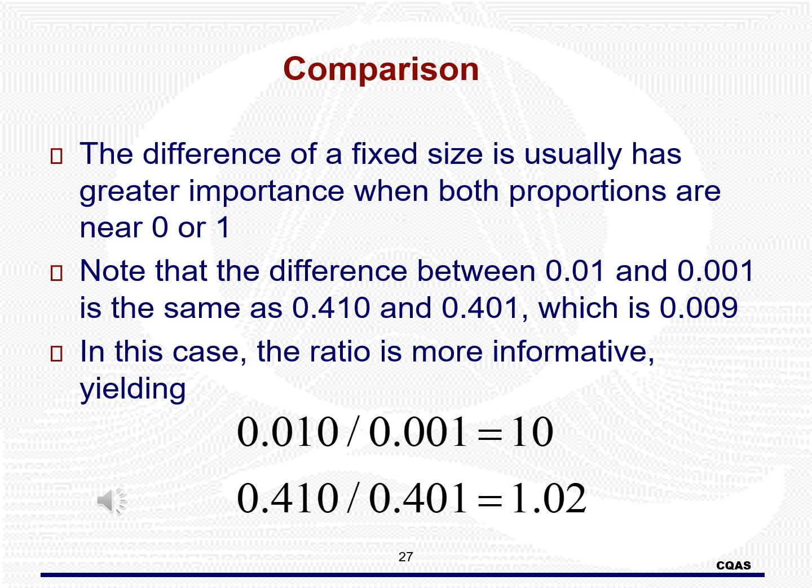The difference between 0.01 and 0.001 is the same as the difference between 0.410 and 0.401, which is 0.009. In this case, the ratio is much more informative. You can see that a ratio of 10 is much different than a ratio of 1.02, even though the difference is the same. Let's discuss the ratio in more detail.